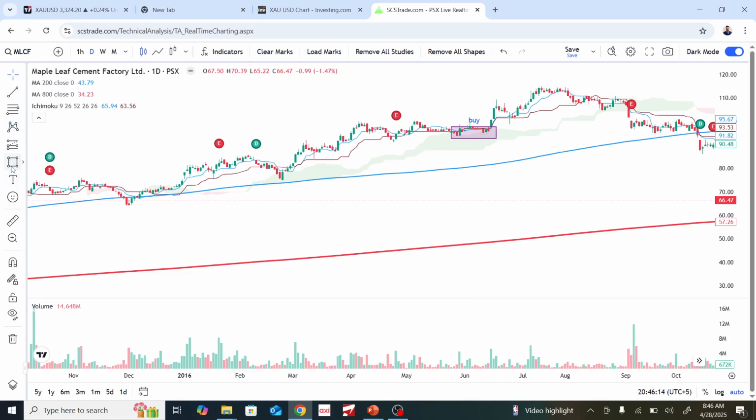This is also a perfect buy. The market tested the cloud and rejected upside and went above the baseline and conversion line of Ichimoku, and the 200 moving average is below, the 800 moving average is below. Buy it.